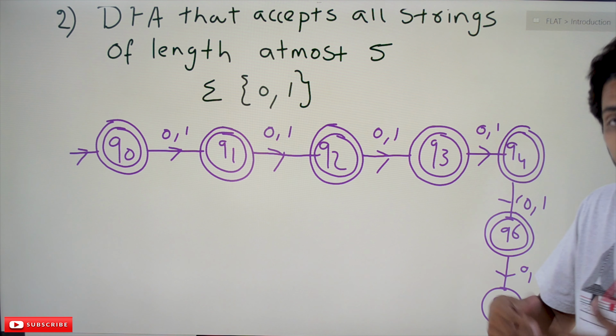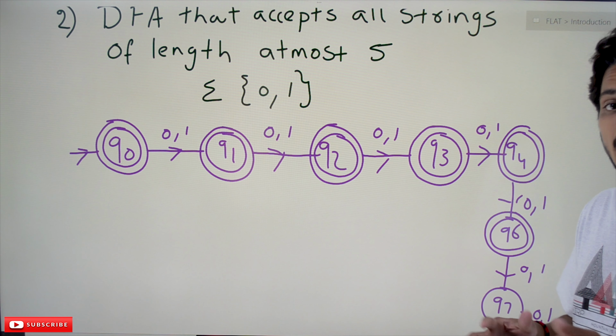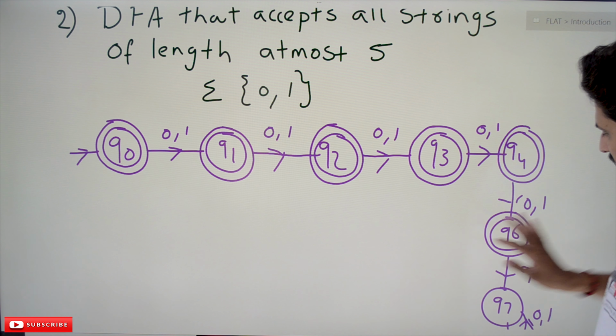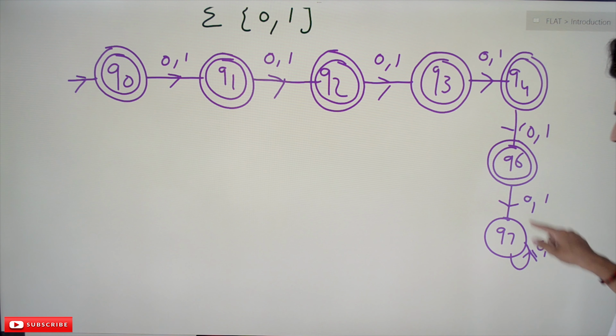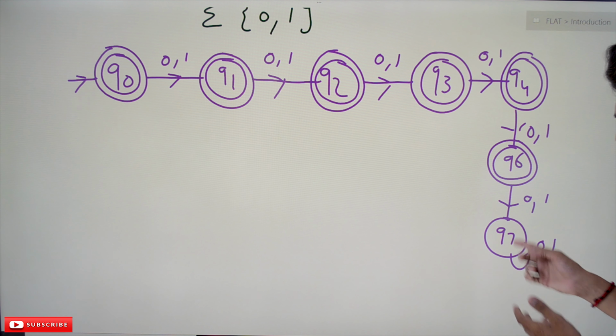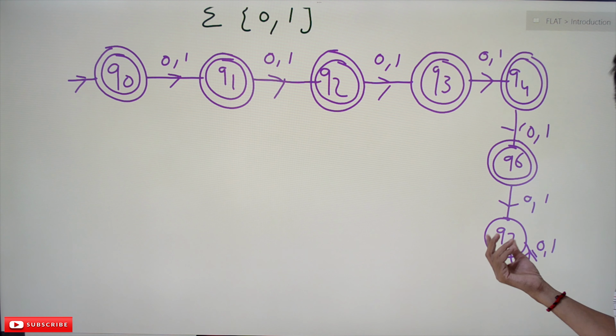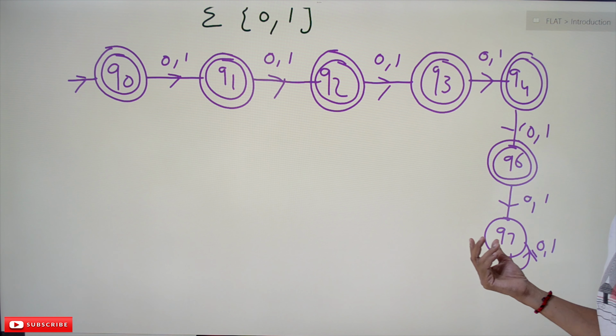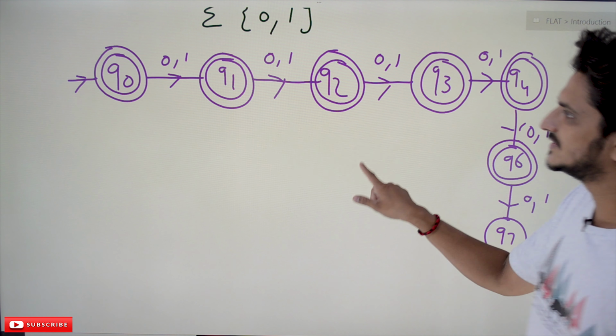After that, if you see any character again, it means we have a string of length 6, so this is not accepted. No need to check the remaining logic. You consider it the dead state. That's also fine. Okay, these are the 2 examples.